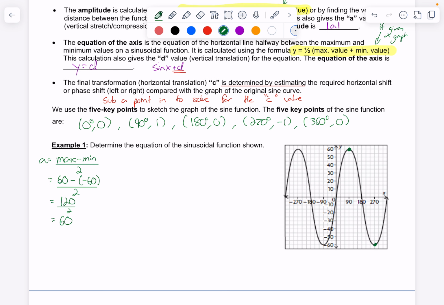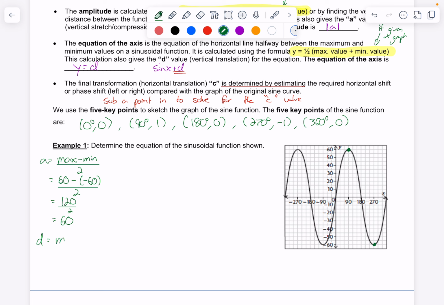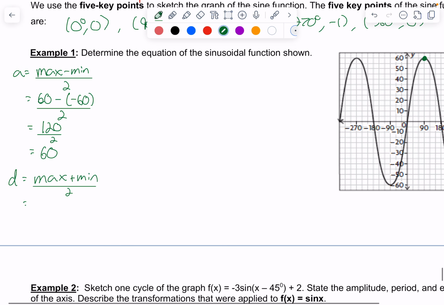Do the same thing for the D. So the D is now max plus min divided by 2. Well, we have those numbers. It's 60 and minus 60. So 60 plus minus 60 just ends up being 60 minus 60. Divide that by 2, and you get 0. All right, well, so far, if we write our equation, we have y equals a sine x minus c plus d. Well, we know this right here to be 0, and we know this to be 60. So let's add those.